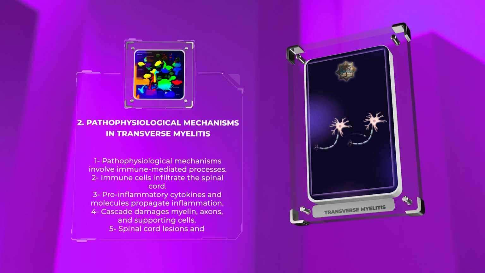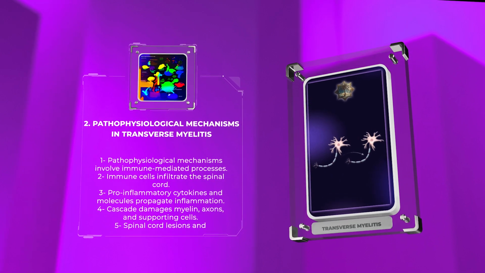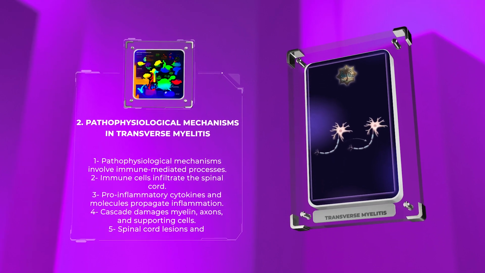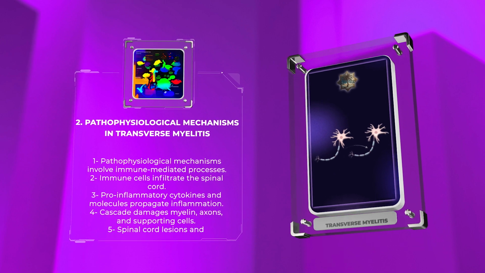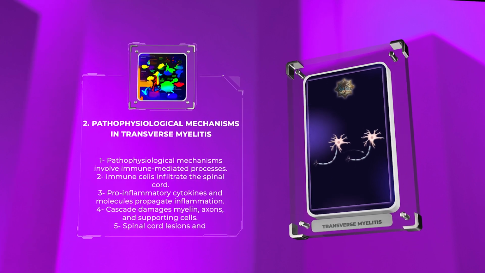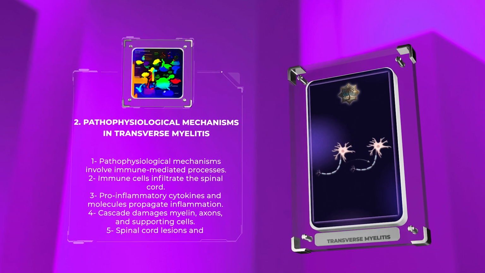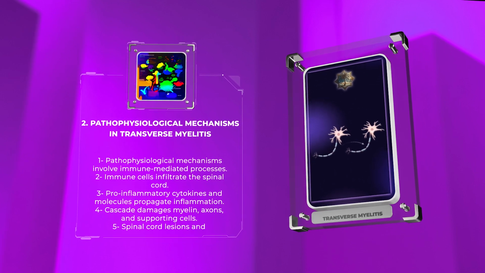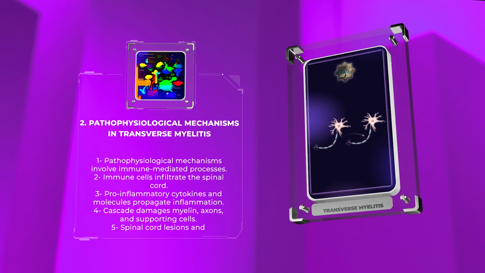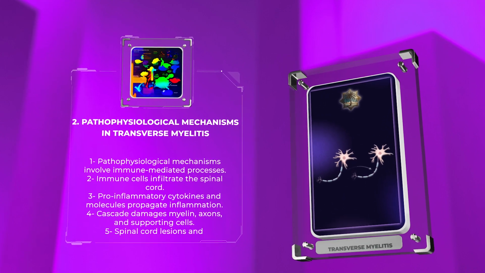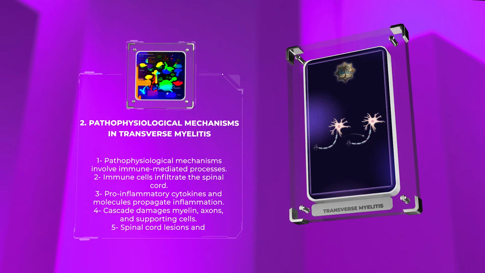This cascade subsequently damages myelin, axons, and supporting cells, disrupting normal neuronal functions. The resulting spinal cord lesions and inflammatory infiltrates contribute to the neurological deficits observed in transverse myelitis patients. A comprehensive understanding of these pathophysiological mechanisms aids in the development of targeted therapeutic approaches for managing this condition effectively.